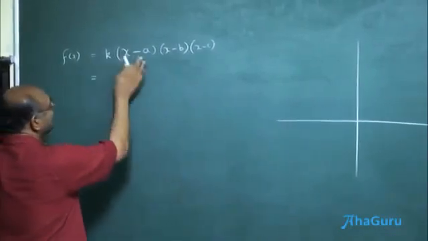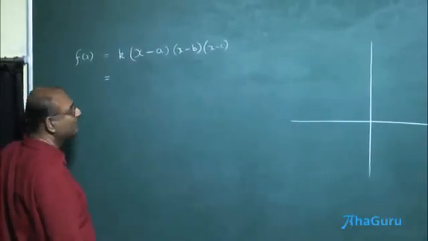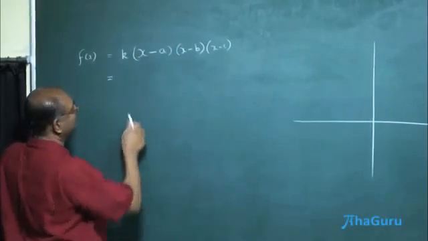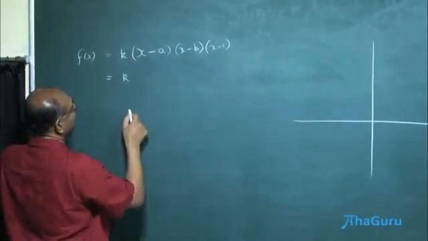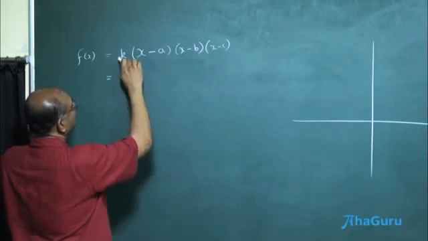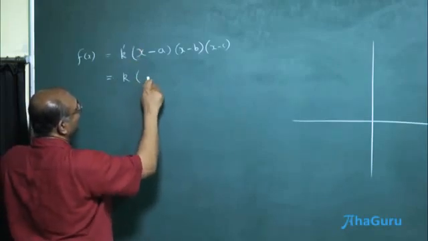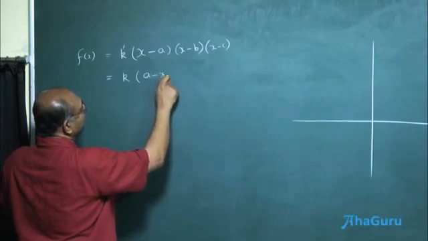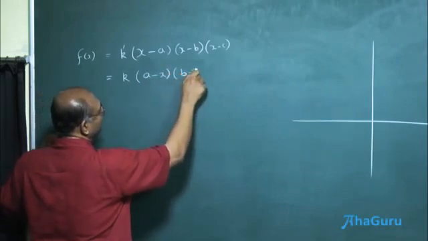So how do I get this into some kind of a form like 1? Well, you can flip this. Instead of writing it this way, can I also write it as k dash? Okay, so I'll call this k dash, so I'll call this k. Can I write it like this? (a minus x) into (b minus x) into (c minus x).